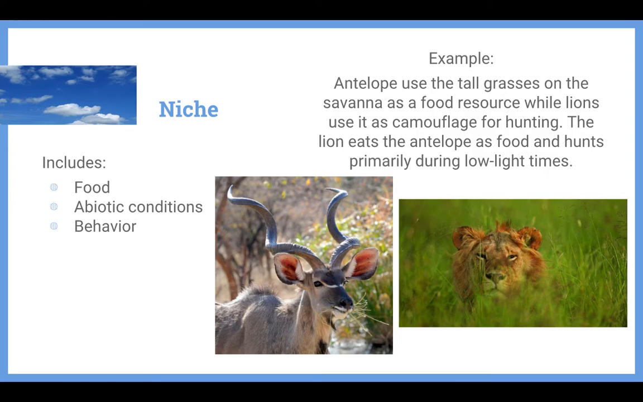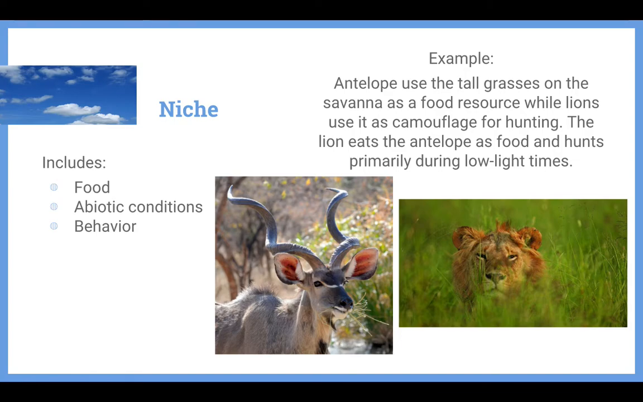So the lion eats the antelope as food, and it modifies its behavior to hunt in low light times like dusk and dawn so that it can sneak up on its prey a little bit better. So the lion's niche would include the tall grass that it uses to hunt. It would include the time of day that it hunts. It would include what it does in the heat of the day. A lion is going to hunt mostly in the evenings or at night, and then during the day it's going to lie low and just try to stay out of the hot sun. So all of that makes up the niche for both of those organisms.